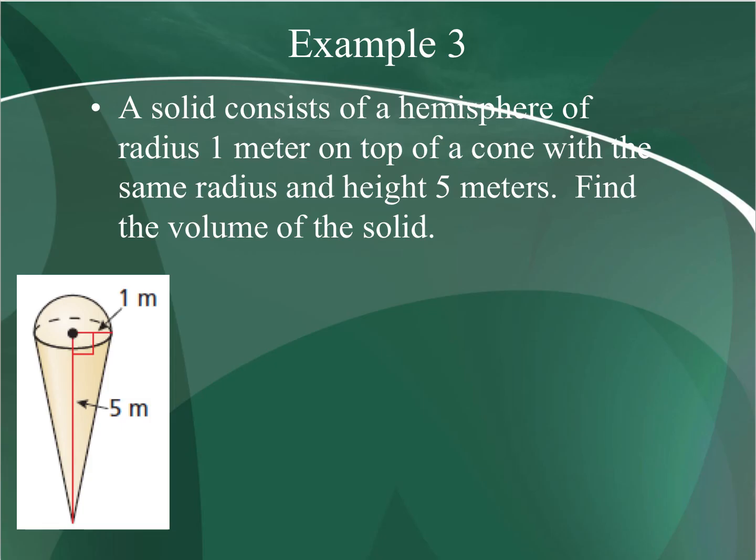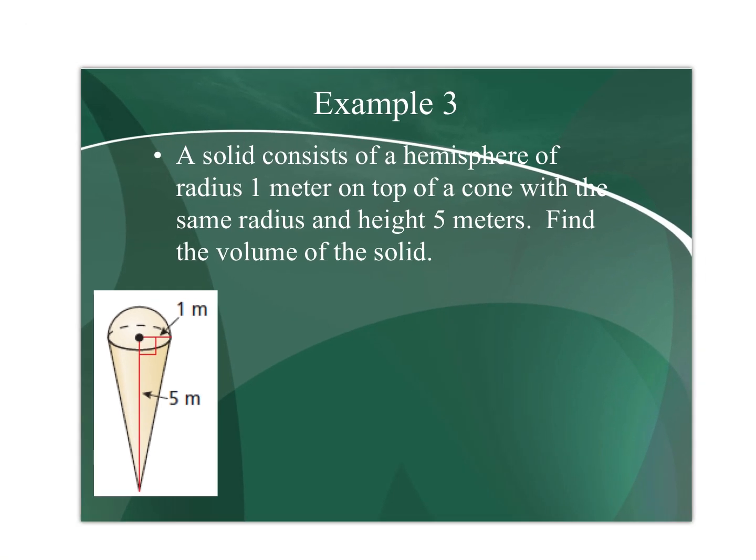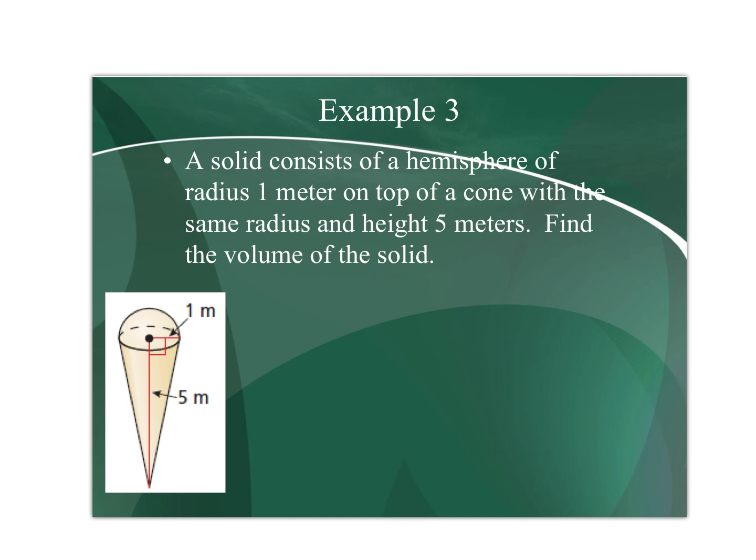And then the last one is more of a traditional problem that you might get, where you get this cone here. So again, it says here that a solid consists of a hemisphere of radius 1 meter on top of a cone with the same radius and height. Find the volume of the solid. So again, when you get to this video, you'll have already figured out the volume of a cone and all that.